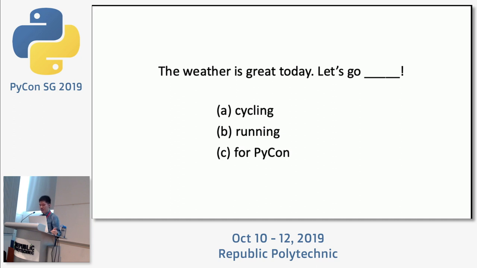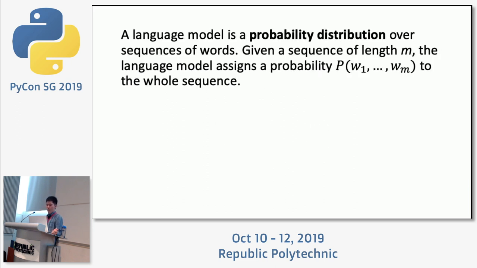So all these choices are perfectly valid, but some seem more likely than others. And that is because of the mention of the weather being great. So we will more likely choose a physical or outdoor activity than an indoor one. So we can even assign probabilities to these choices. So say 50%, 40%, 10%. So what we just saw is an example of language modeling.